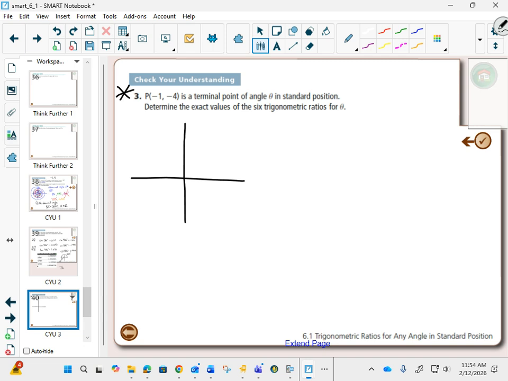So what we're going to do is we're going to say, well, where is -1, -4? Well, -1, -4 would be going 1 to the left, and then 1, 2, 3, 4 down. That point is right here. If that's on the terminal arm, I can draw back to my origin. Here's the terminal arm that would keep going. It goes through the point -1, -4. You have to draw a triangle.